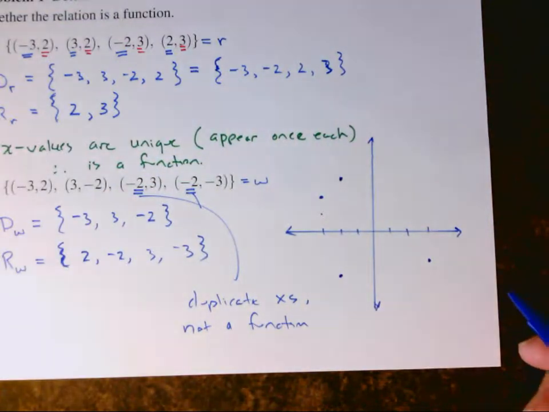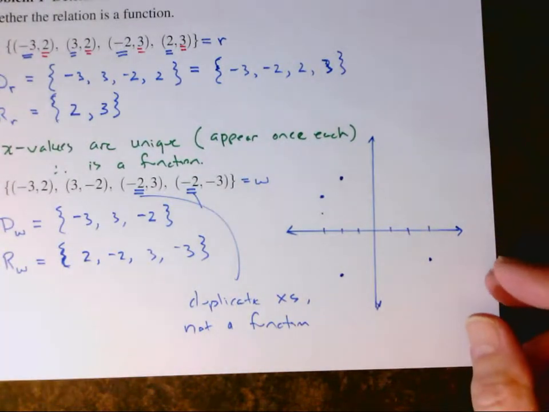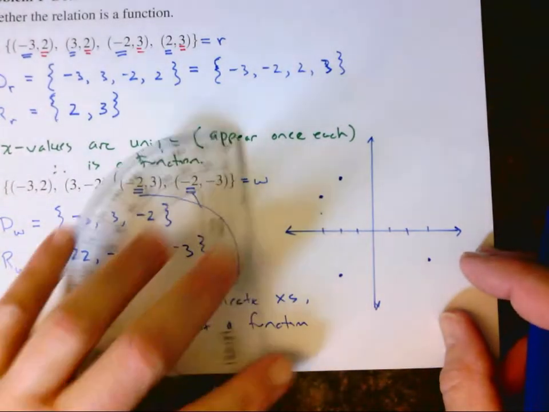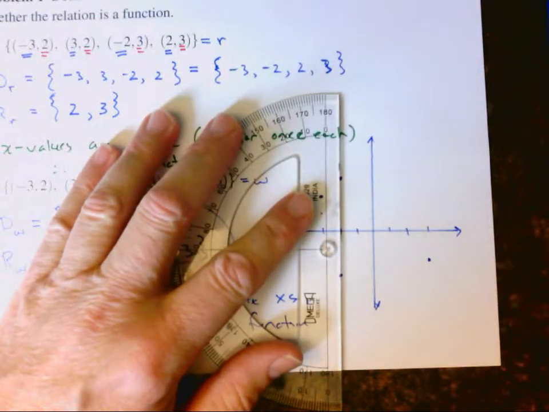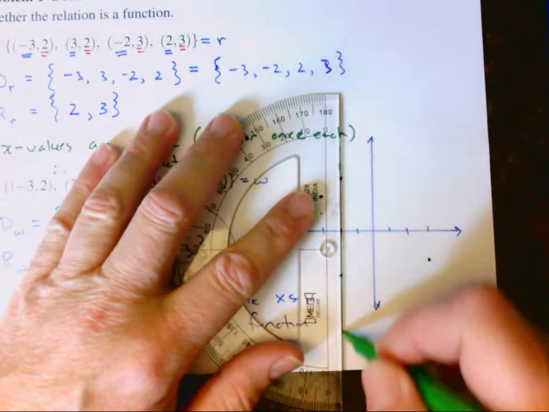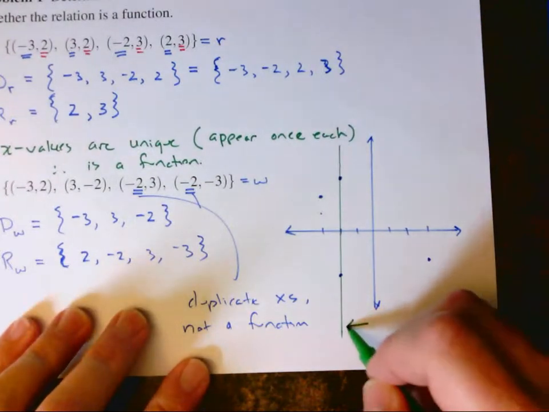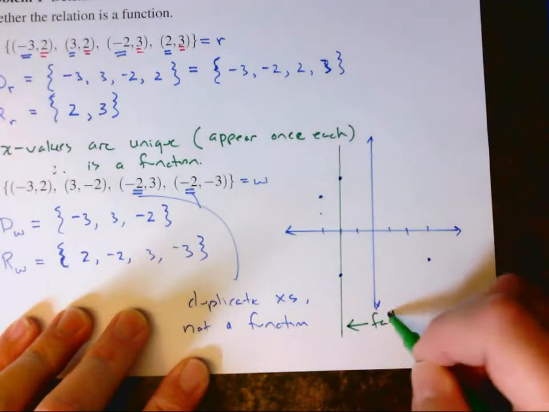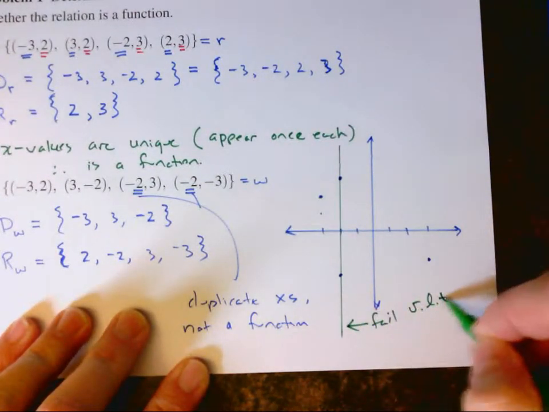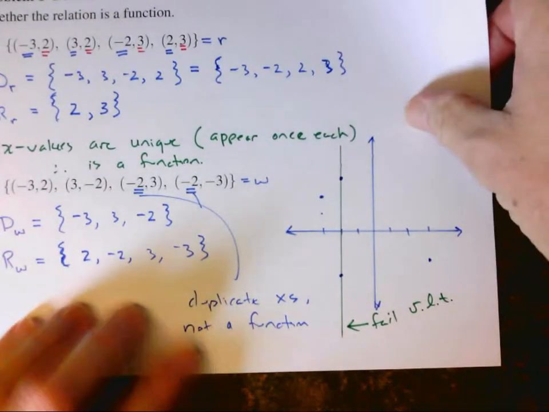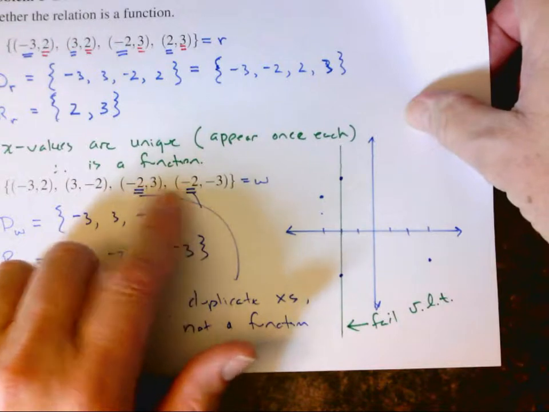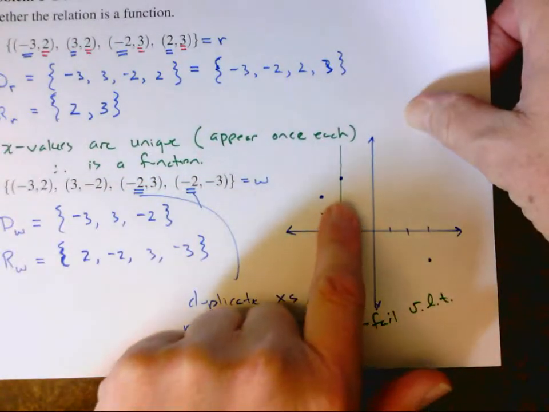So this relation is just 4 dots in the plane. It's 4 points. There's not a line segment anywhere in this. But even with 4 dots, we manage in one place to fail the vertical line test. So this is not a function. We could see that when we saw the 2 x's duplicated. This was coming down the pike.